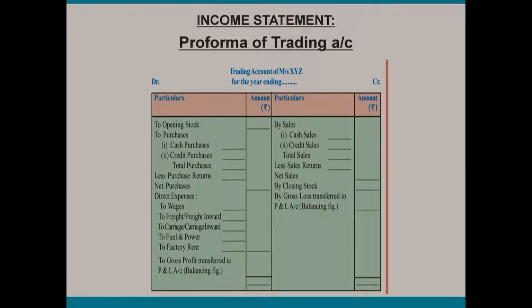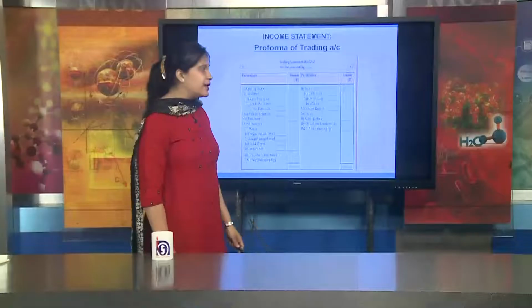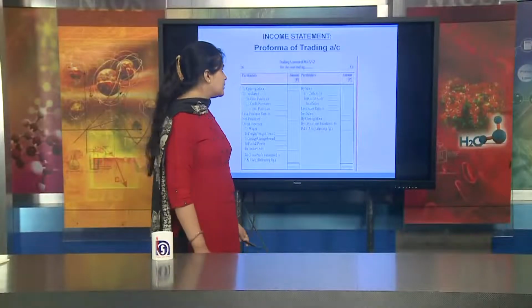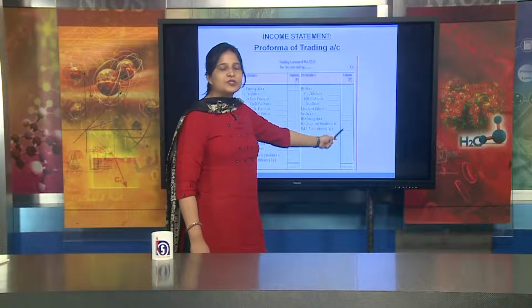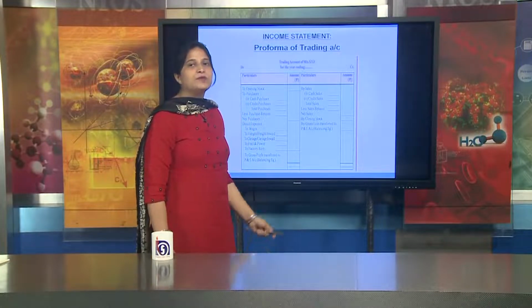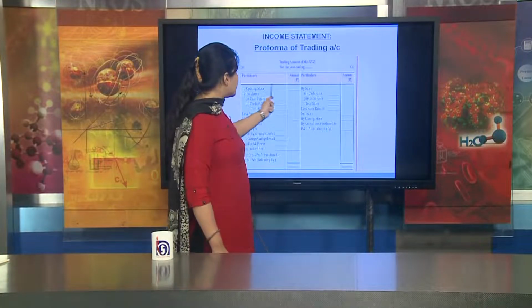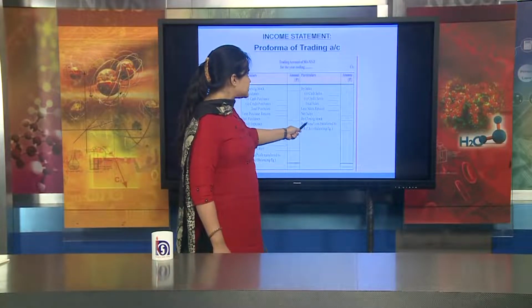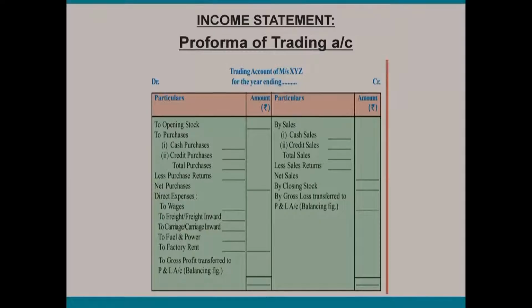Then on this side you will mention sales. Sales can also be cash sales or credit sales. Then you mention here total sales, minus the sales returns if any goods are returned. Then you find the net sales and you write the amount in the outer column. Then the closing stock will be given to you in the question. From there you will write the closing stock, and also the opening stock will be mentioned. Then you see here it's written gross loss and here it's written gross profit.